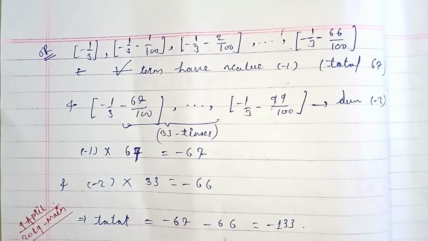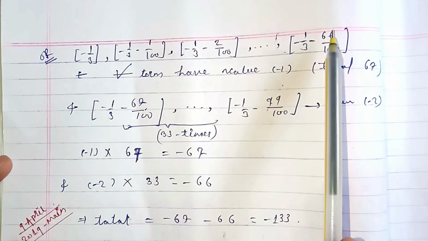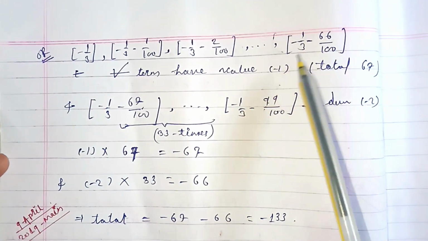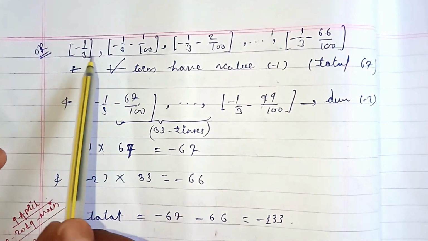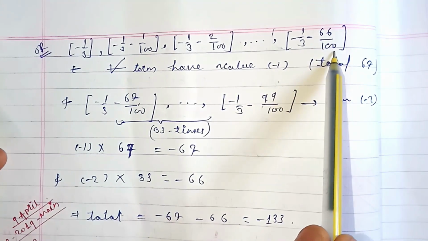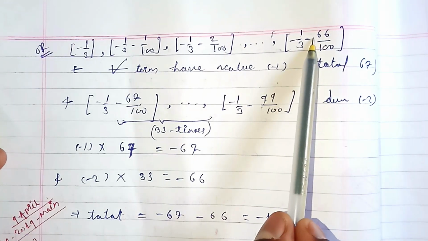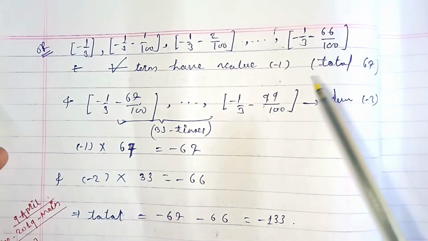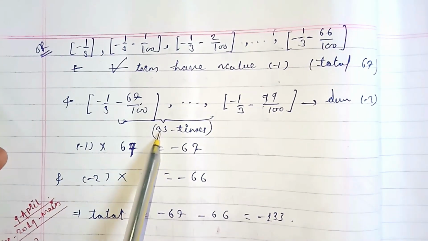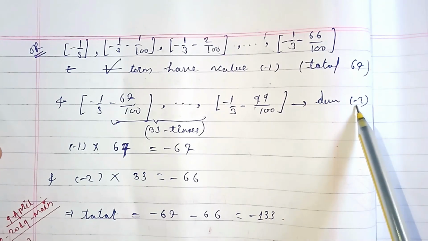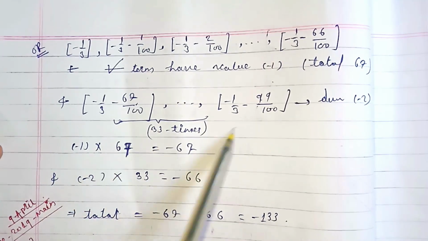So here we have a series: first term negative 1 by 3 minus 1 by 100, second term negative 1 by 3 minus 2 by 100, till the 100th term negative 1 by 3 minus 99 by 100. I took the first term, negative 1 by 3 minus 1 by 100, to negative 1 by 3 minus 66 by 100. Here we have a total of 67 terms, and their value is negative 1. Similarly, negative 1 by 3 minus 67 by 100 to negative 1 by 3 minus 99 by 100, there are a total of 33 terms, and their value is negative 2.